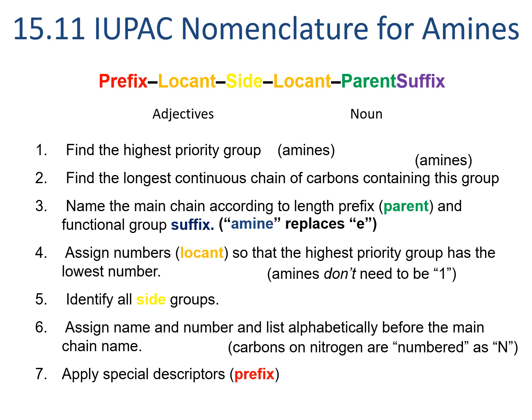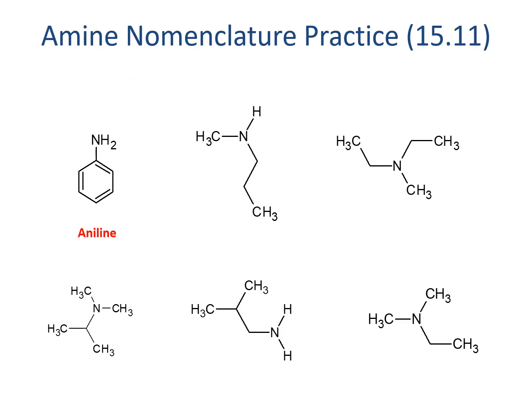Amines are not like those and can be anywhere on the carbon chain, as long as we number from the end closest to the amine, which is the same thing that we did with alkenes, alkynes, and alcohols. We have some practice on this slide.